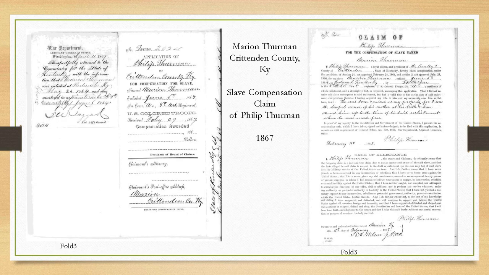But this is a slave compensation claim of Philip Thurman in 1864, and I believe again in 1866. Congress passed acts to basically compensate slave owners for the wages and labor lost when their slaves enlisted in the Army. Philip, unfortunately, wouldn't have been compensated because they ended that right around the time he filed his claim. Poor Philip.